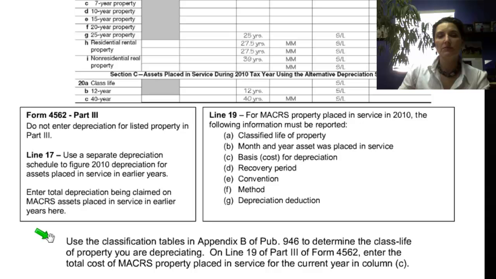Use the depreciation tables in Appendix B of Publication 946 to determine the class life of the property you are depreciating. Then on line 19 of Part 3 of Form 4562, enter the total cost of MACRS property that was placed in service in each class for the current year.